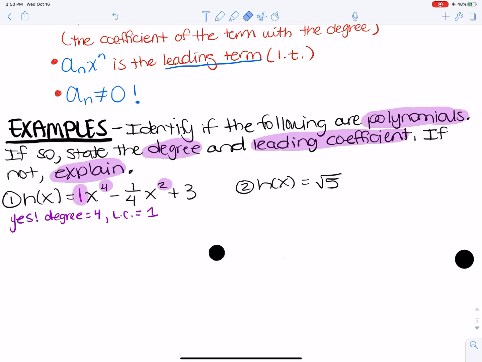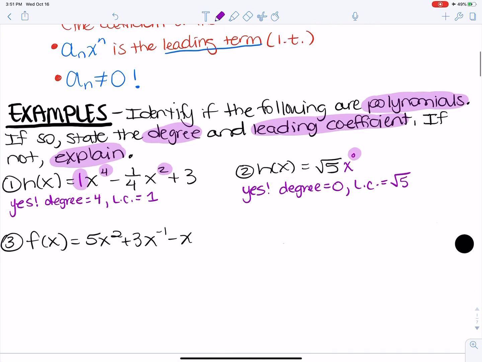Let's do another example. Example number 2. Okay, wait a minute. I do not see a variable at all. That's because the variable is not there. It's an understood x to the 0 power. And since x to the 0 power technically has a non-negative integer exponent, you're good to go. So this, yes, is a polynomial again. The degree is 0, and the leading coefficient is the number square root of 5, an integer.